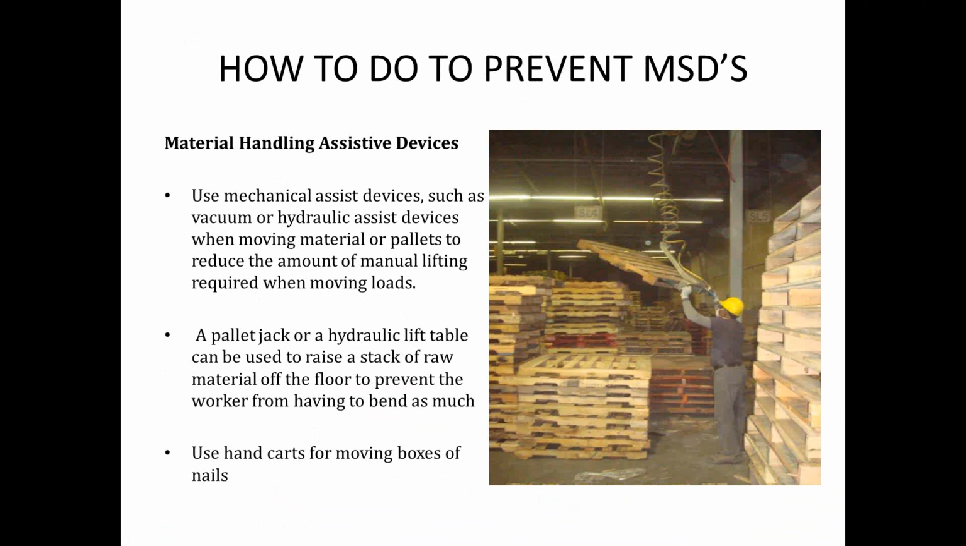Another example of an assistive device is a pallet jack or a hydraulic lift table, or forklift for that matter. So one of the things that I would encourage everybody to do is look at stack heights within the facility.